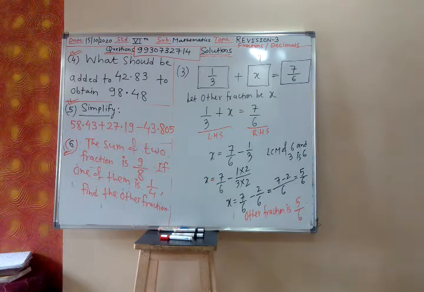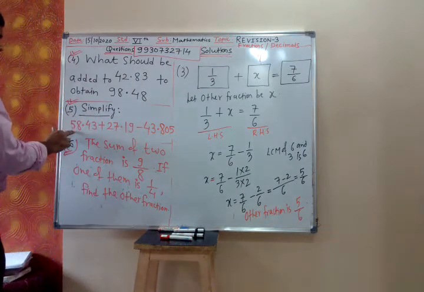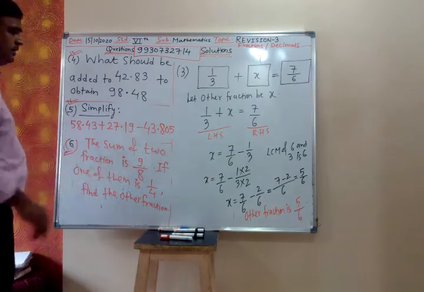Yes, I am reading the question. Simplify 58.43 plus 27.19 minus 43.805.